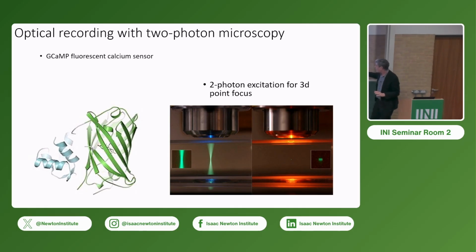All right, the other part of this technology is the 2-photon microscope, which is a way of measuring the activity deeper into the brain. So with an ordinary microscope, the focal plane looks like this.